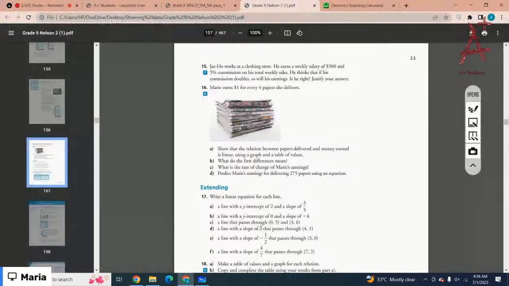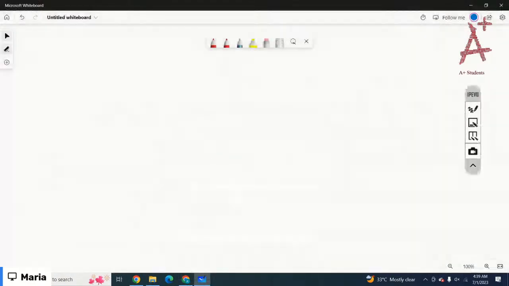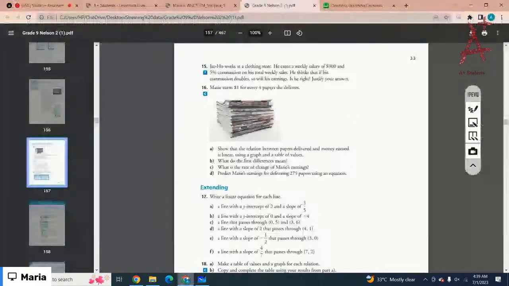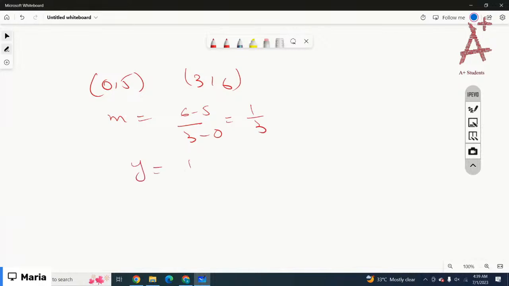Okay, the next one is a line that passes through the points 0, 5 and 3, 6. Now you are given just 2 points. You have to find the slope and y-intercept. Let's calculate the slope first. It would be the change in y, 6 minus 5, divided by 3 minus 0. That would be 1 over 3. So the equation is y equals 1 over 3 x plus b.